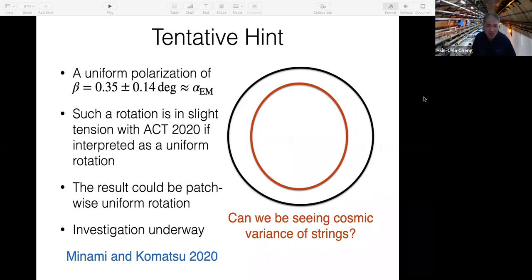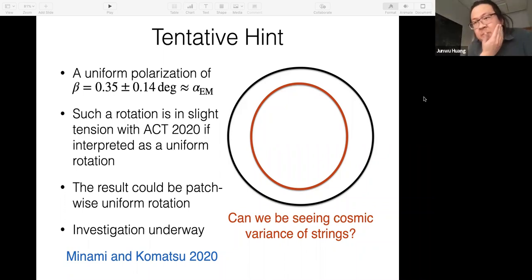That's when you say it's in slight tension with ACT 2020. What does ACT see? They don't see polarization, or what do you mean? They do not see an EB correlation in their patch of the sky.